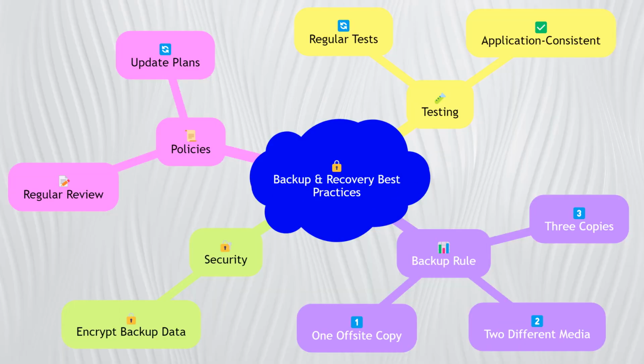Implementing best practices for backup and recovery ensures that your data is protected and can be restored quickly. Some best practices include regularly testing your backups, using application-consistent backups, encrypting backup data, and following the 3-2-1 backup rule: 3 copies of your data on 2 different media with 1 copy off-site. Additionally, you should regularly review and update your backup policies and disaster recovery plan to ensure they meet your current needs.